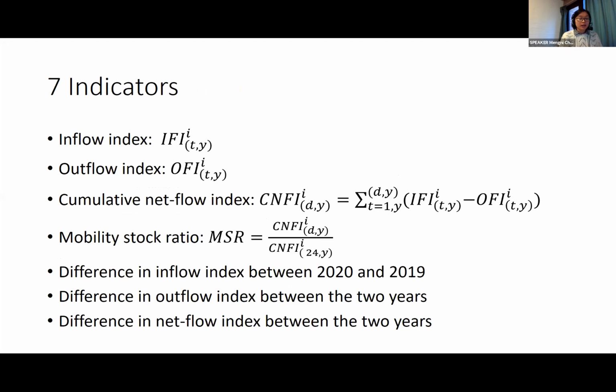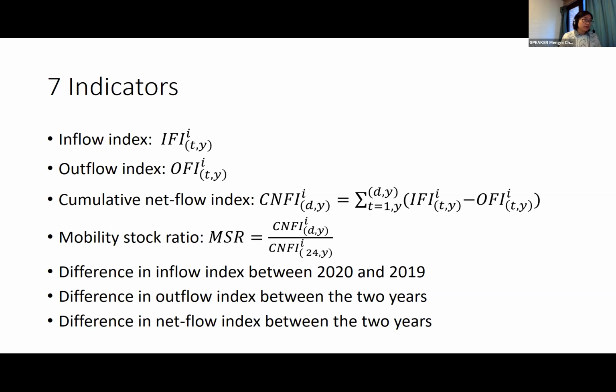So this study has selected 7 indicators for analysis. The first two are the inflow index and outflow index for each province and each city. So these are directly from the website by the Baidu migration data. And the third one is built on the first two indicators, that is the cumulated net flow index. And the fourth one is the mobility stock ratio.